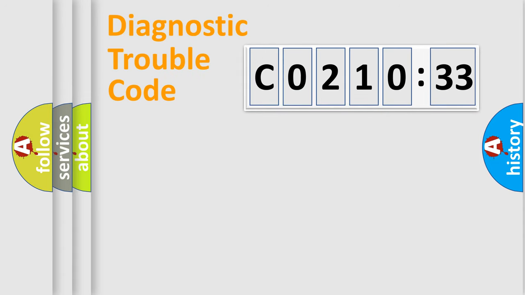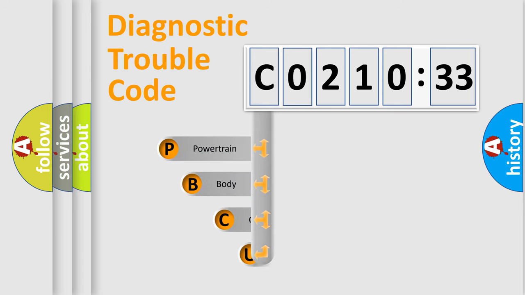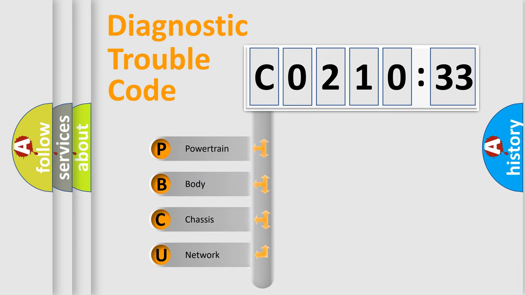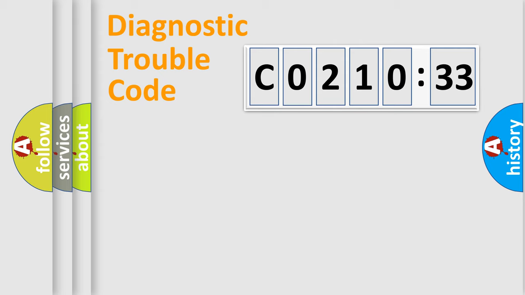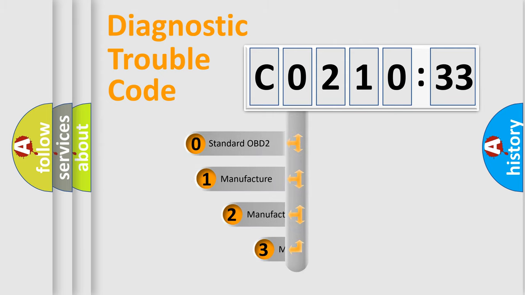Today we will find answers to these questions together. Let's do this. First, let's look at the history of diagnostic fault code composition according to the OBD2 protocol, which is unified for all automakers since 2000. We divide the electric system of the automobile into the four basic units: powertrain, body, chassis, network.